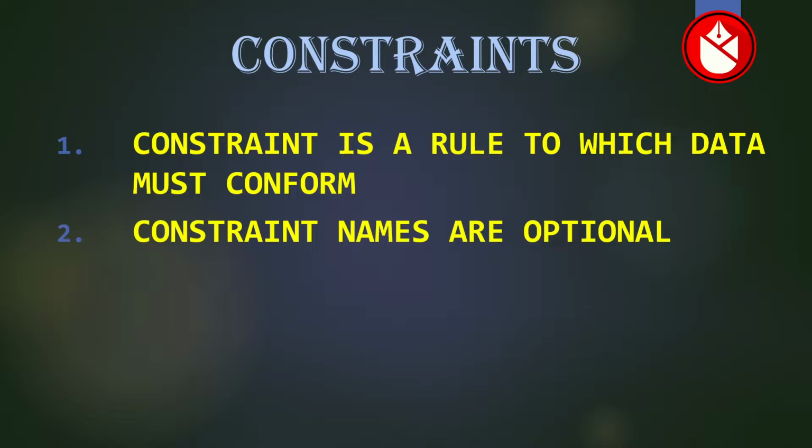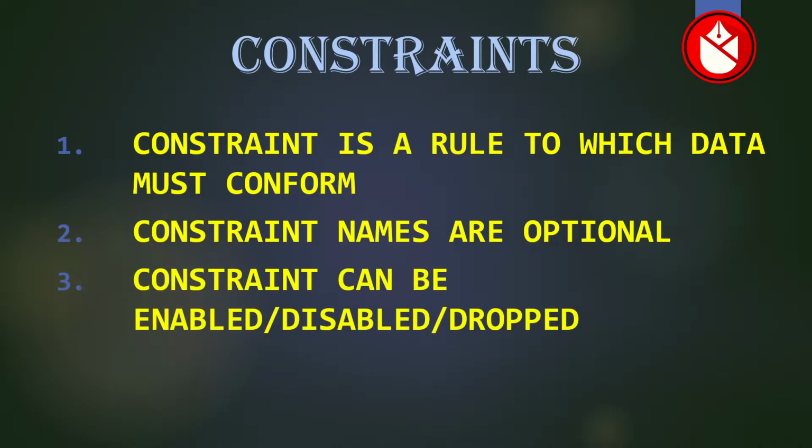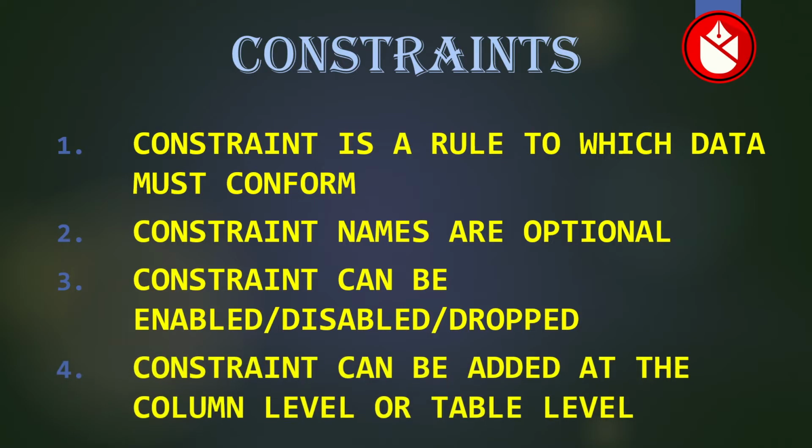Constraint names are optional. A constraint can be enabled, disabled, or dropped. A constraint can be added at the column level or table level. So, a constraint is nothing but a validator which validates the data inserted into the table. If the inserted data follows the rules provided by the user using the constraint, it would be allowed in the table, otherwise it would be rejected.